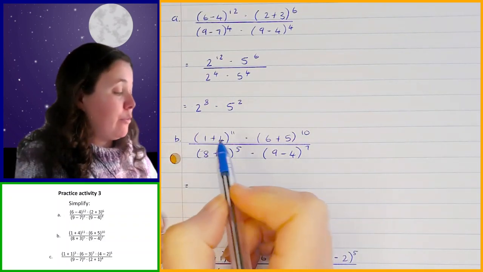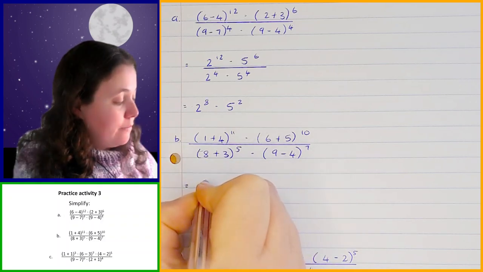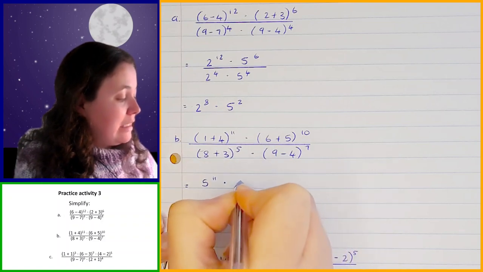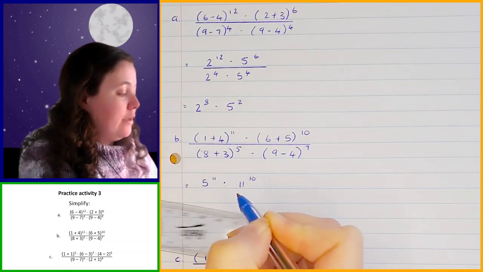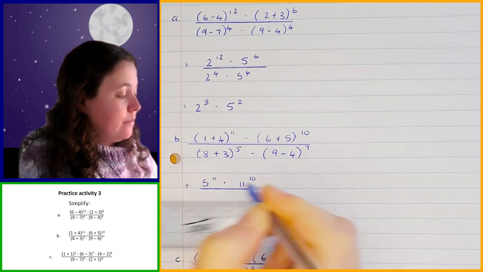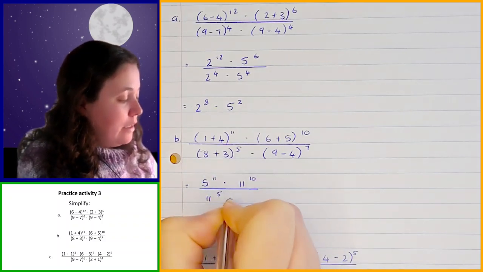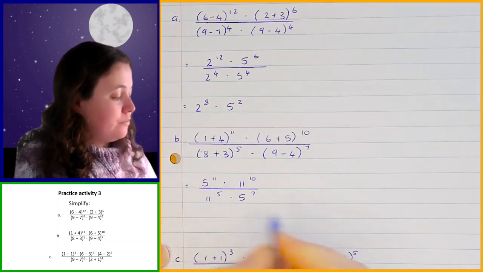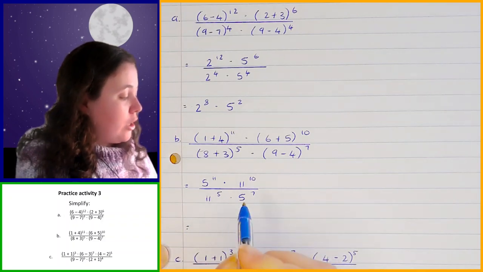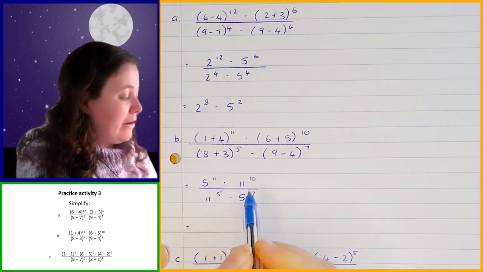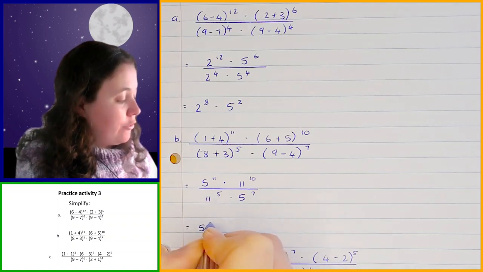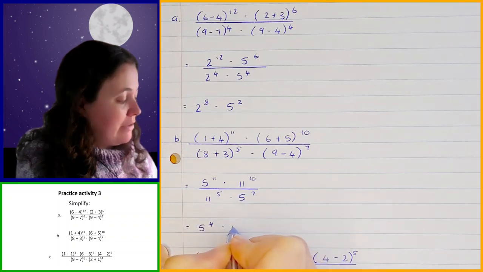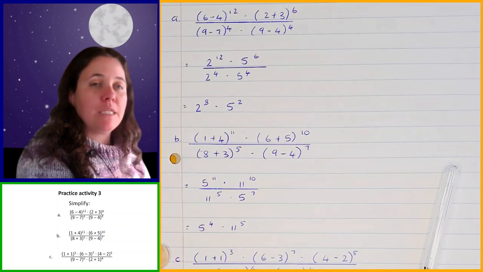Again, I'm going to simplify what's inside my brackets first. So I've got 1 plus 4 is 5 to the power of 11 times 6 plus 5 is 11 to the power of 10 over 8 plus 3 is 11 to the power of 5 times 9 minus 4 is 5 to the power of 7. And now I'm going to simplify. So I've got 5 to the power of 11 divided by 5 to the power of 7 is 5 to the power of 4 times 11 to the power of 10 divided by 11 to the power of 5 is 11 to the power of 5. So that's what you should have got for question B.